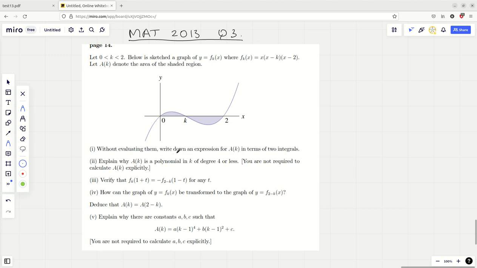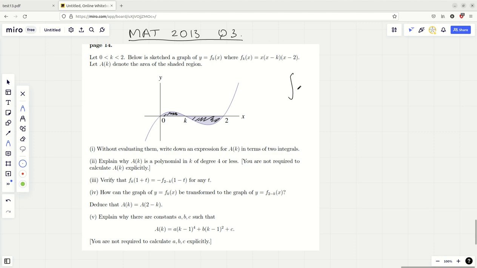Without evaluating them, write down an expression for A of k in terms of two integrals. So we've got to find the area here, because A of k represents the area of the shaded region. Now, clearly, we're going to have to integrate this bit. This bit's going to be positive, whereas this bit's going to be negative as an area. And so rather than adding the two integrals, we're going to subtract the second integral. So we take away a negative area, which obviously isn't possible, but we take away a negative area, making it positive. So we actually find the genuine area rather than the value of the integral.